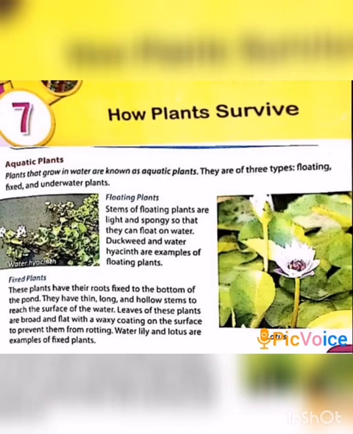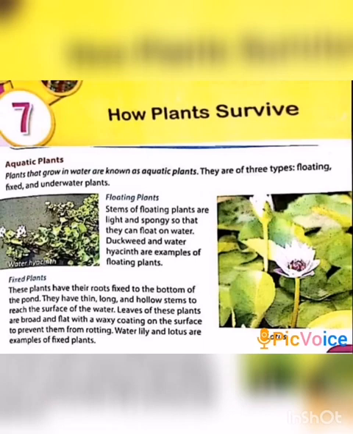In aquatic plants, there are three types. They are floating plants, fixed plants, and underwater plants. First one, floating plants. Floating plants like duckweed and water hyacinth have light and spongy stems. They help them to float in water.